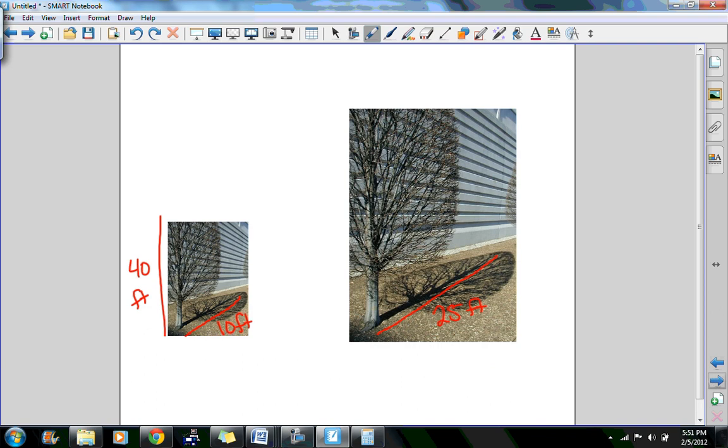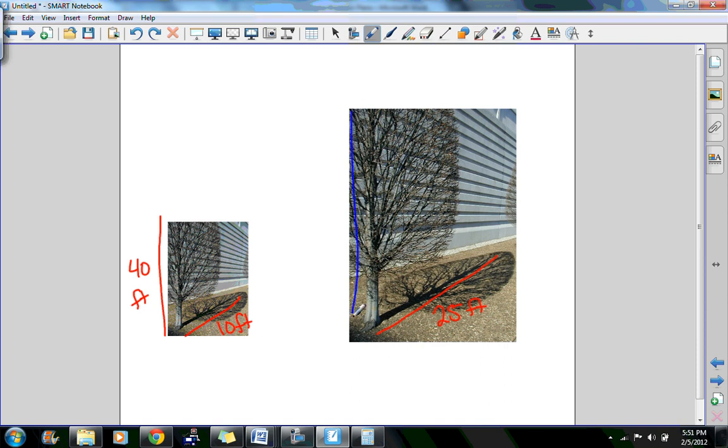Okay, we have trees. One tree is 40 feet up, maybe it's the same height as our house, something like that. And we can measure the shadow as 10 feet long. Well, there's a different tree also in our yard that is 25 feet with a shadow, and we can't measure it. It's too tall. So we can use similar figures to figure out how tall this tree is.